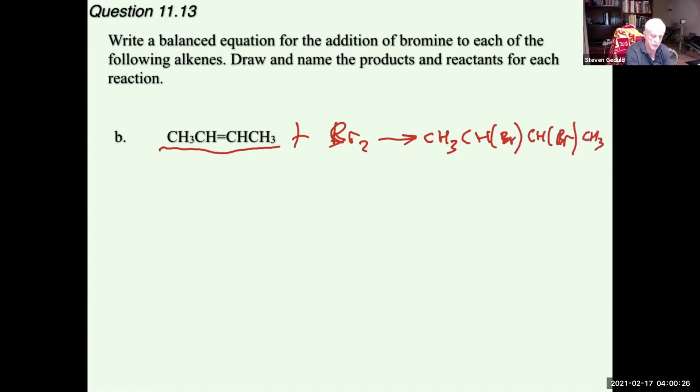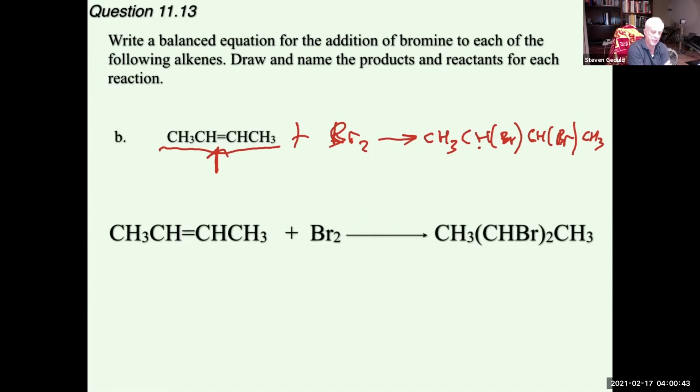So you have 2,3-dibromobutane. And what was the name of this? This was 2-butene. Okay, there's your reaction. Remember you added the 2 bromines to the CH groups. And this is 2-butene. And the other one was 2,3-dibromobutane.